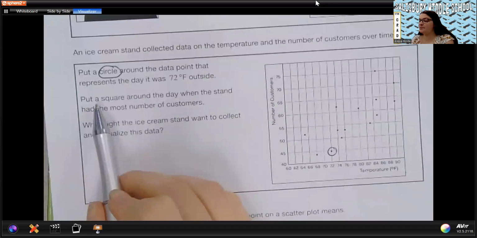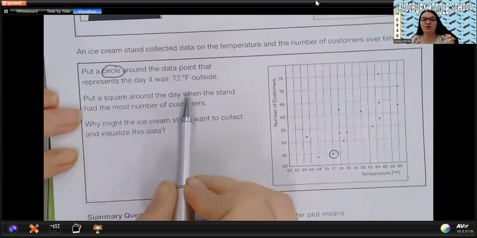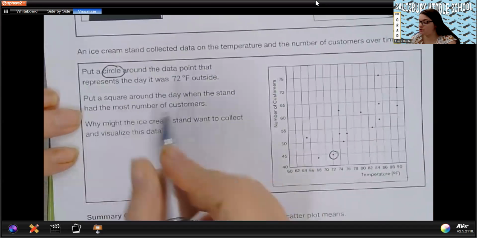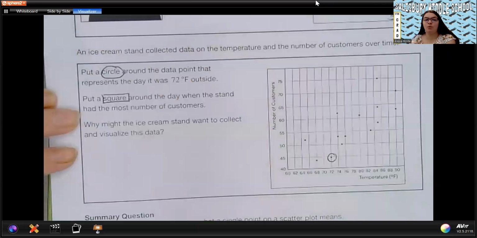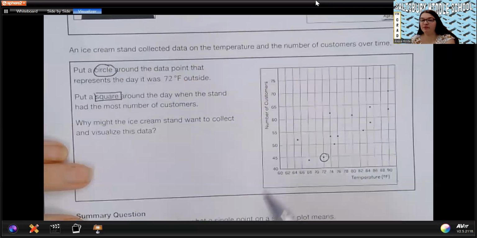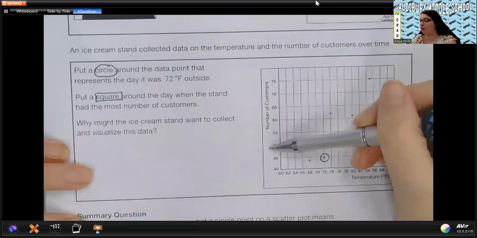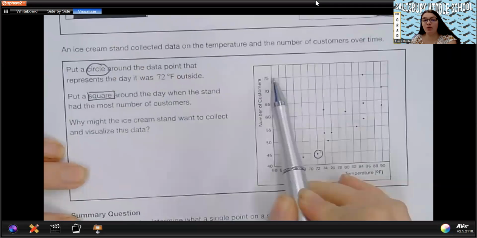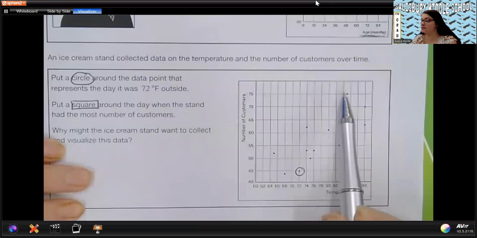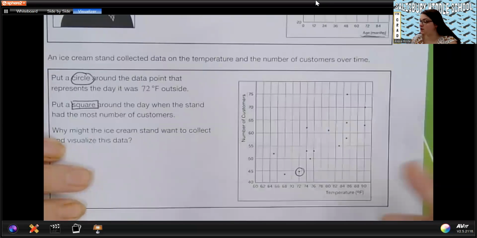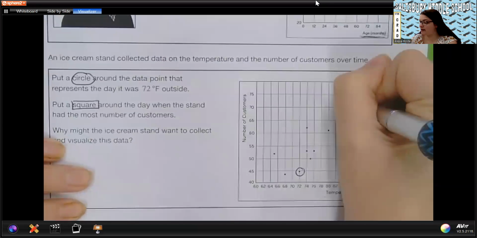The second step says put a square around the day when the stand had the most number of customers. So put a square when it had the most number of customers. Well, the number of customers is on the Y. So we want to figure out what is the highest point on the graph. And that is the highest point, looks like it's at 75 customers. So I want to put a square around it.